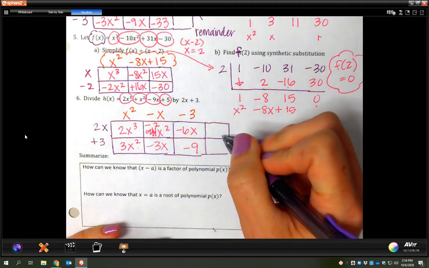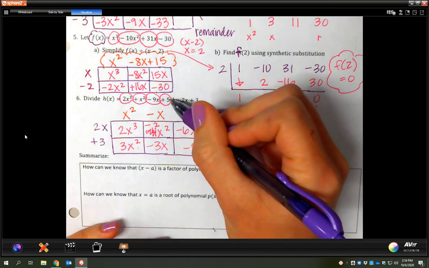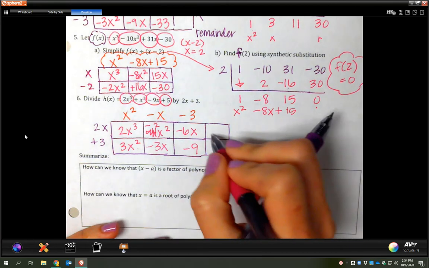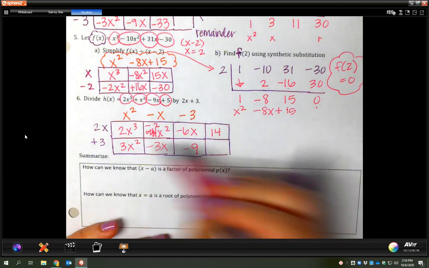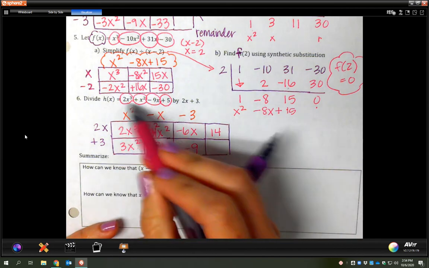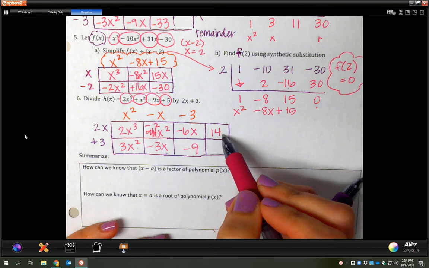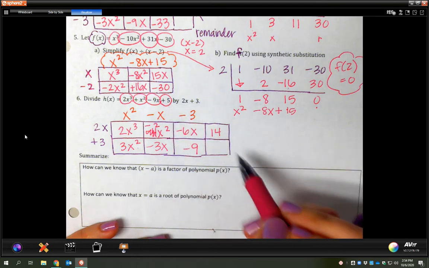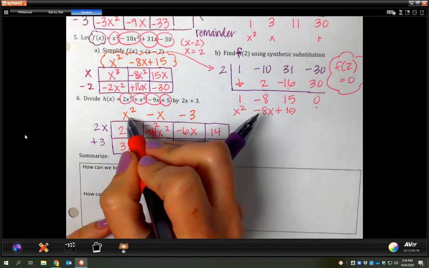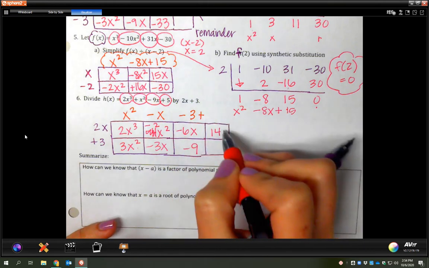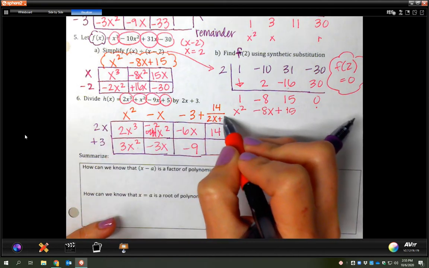So that means there's a remainder. I need to figure out what goes here to add to negative 9 so that I do get the 5 at the end. 14. So now I've forced it to work out. Basically, 2x plus 3 is not a factor of h of x because we divided by it and it didn't work out perfectly. We need to add something to make it work out so that I get a 5 at the end. And that number that we add to make it work out is the remainder. The way we write our answer is x squared minus x minus 3 plus, you put the remainder over what we were dividing by, 2x plus 3.